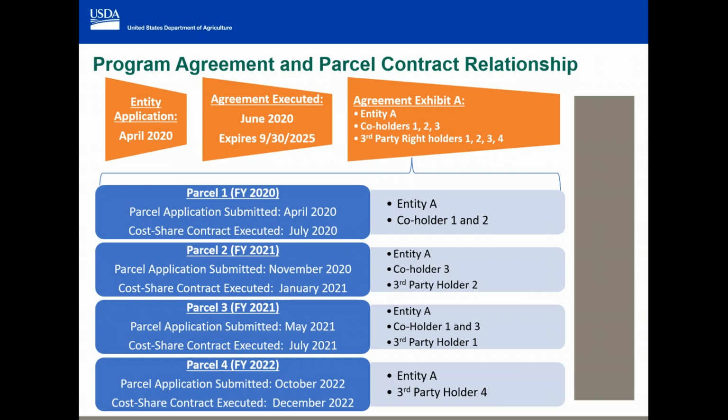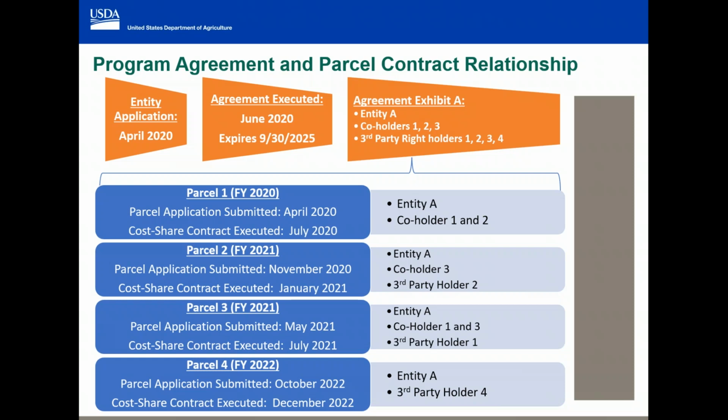Given that this is year one, those parcel applications could all be submitted at the same time you submit your entity application to enter into the agreement. They don't have to. You could submit your entity application for the agreement and say, I would like to get into this agreement, and the parcel applications can wait. But if everything's ready, that's great. It can all happen at one time.